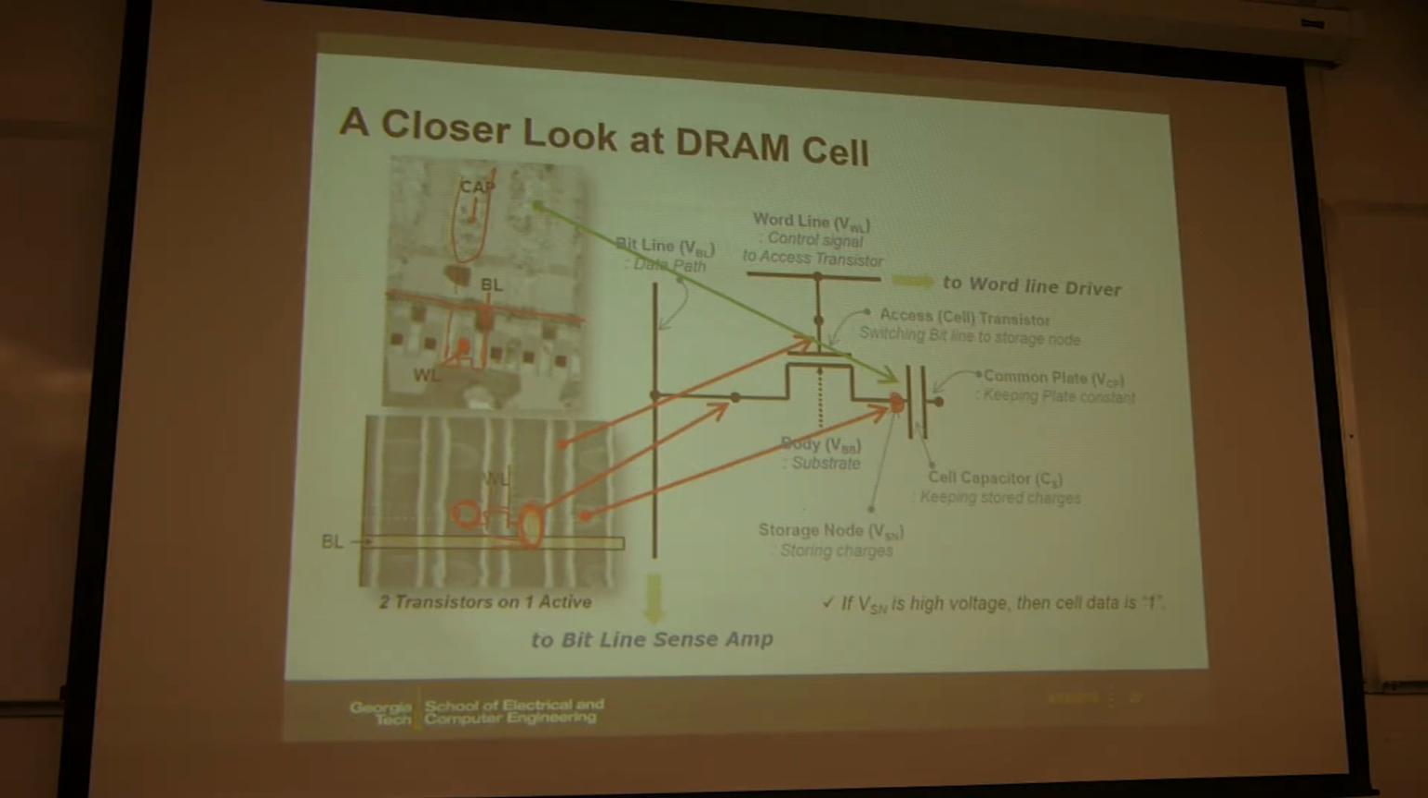And this is a storage node. We store charges here. If you have charges here, then you store 1. If you don't have charge there, you store 0. So this is the storage node. And the other one is a common plate. And here the capacitance CS.